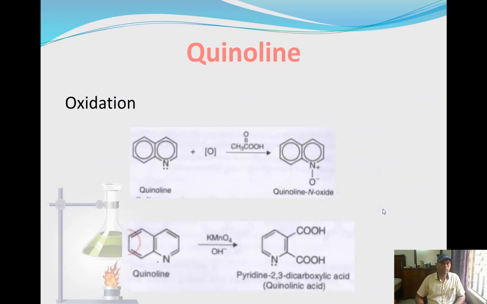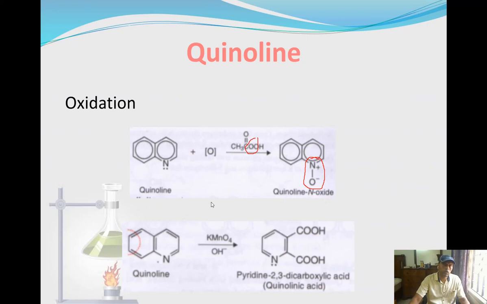Alright, next is oxidation. For oxidation, you need a little drastic condition using peracetic acid. You have peracetic acid here, and oxidation is going to take place. You are going to get quinoline N-oxide. The oxygen is going to be substituted over here on the nitrogen of quinoline. So you're going to get quinoline N-oxide.